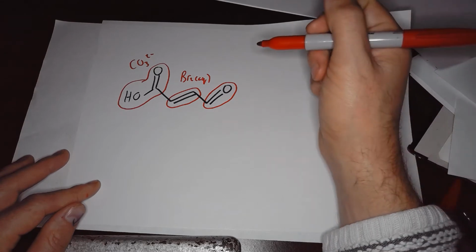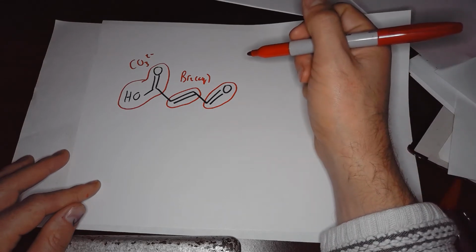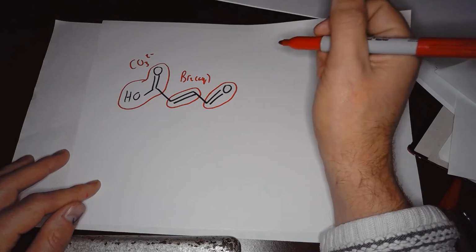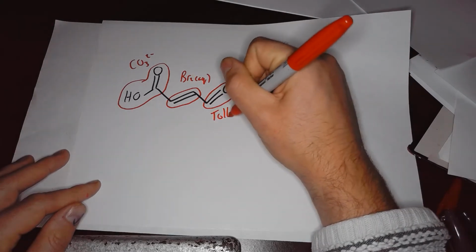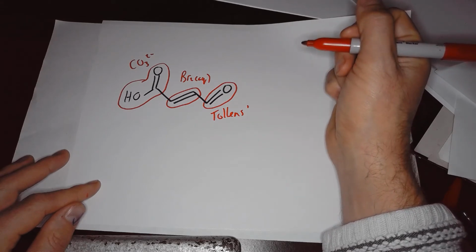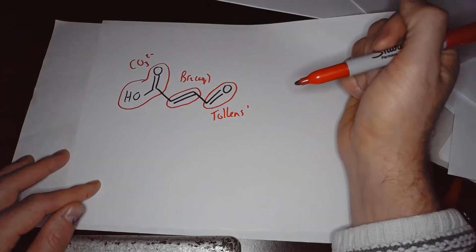So like ketones, aldehydes react with 2,4-DNP to give you an orange precipitate, but they also react with Tollens reagent as well, and they give you a silver mirror. So three separate functional groups there.